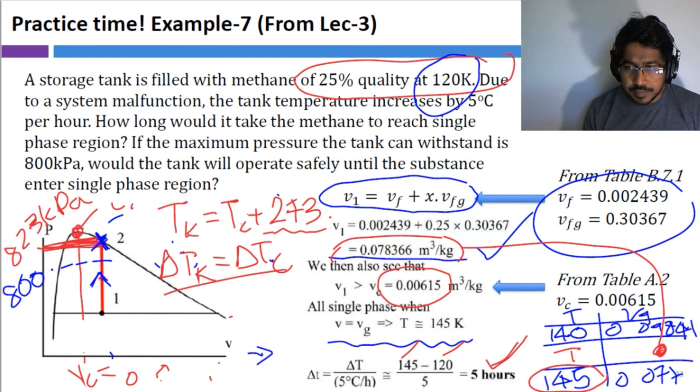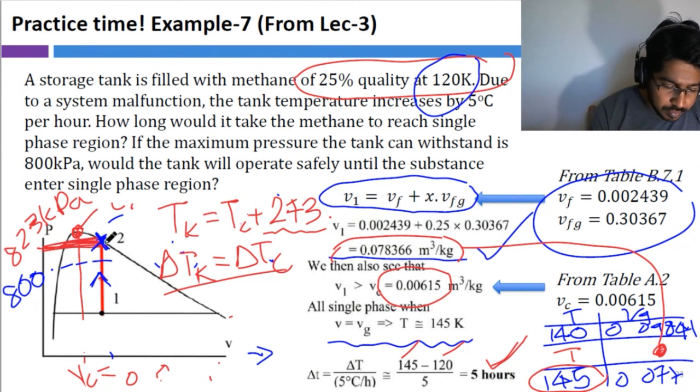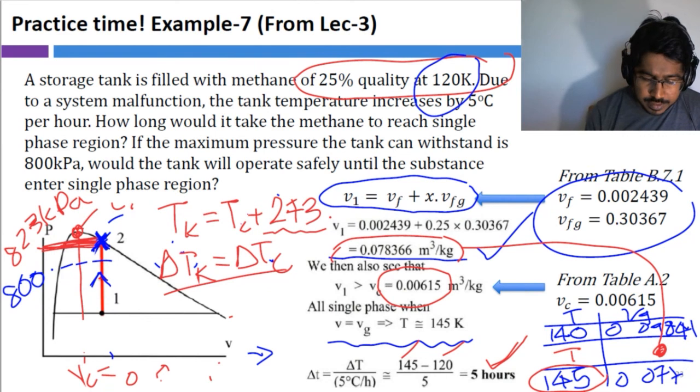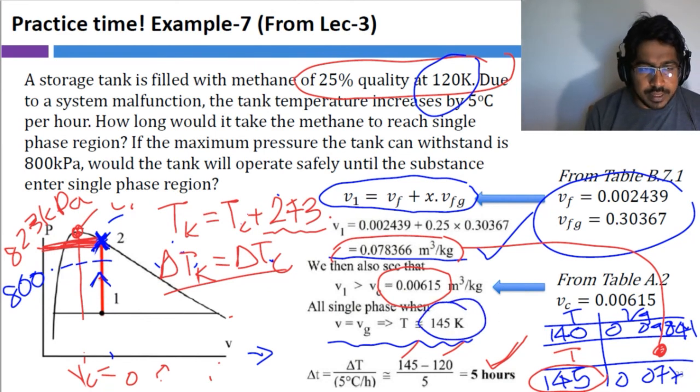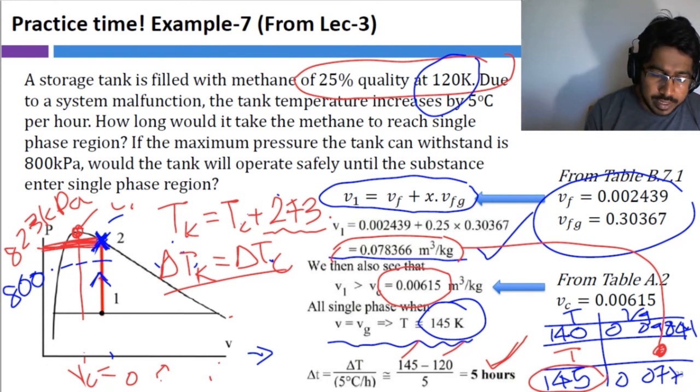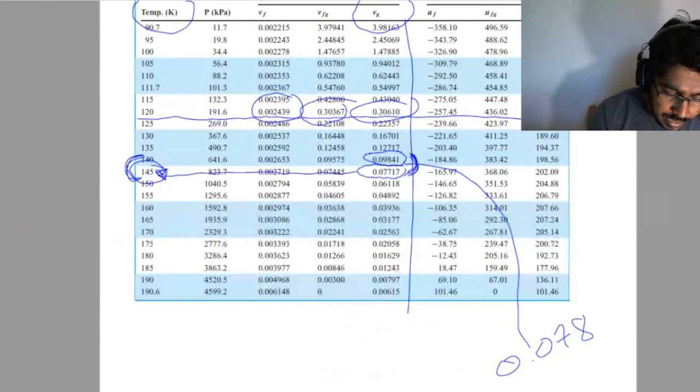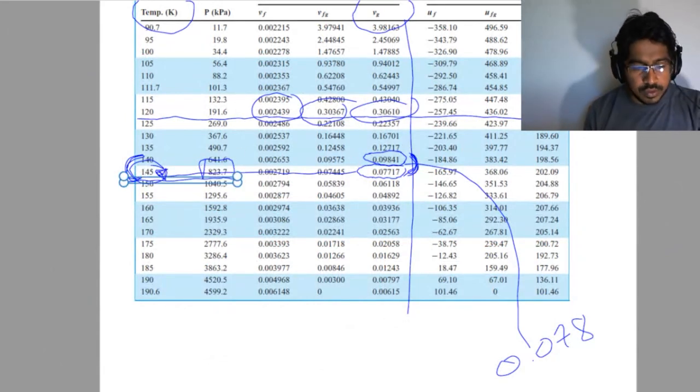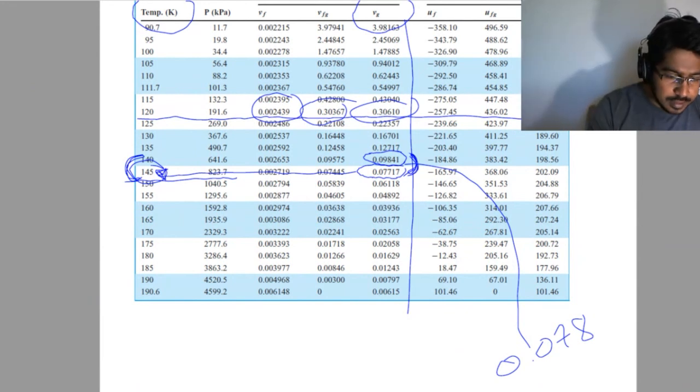Mena, did I answer your question? Awesome. And can you explain again how you got 823? Yes, because we found this state earlier, right? It is how we arrived at 145 Kelvin. So this is the state. I just went to the property tables, and at this state, what is the saturation pressure? So that is what I picked.